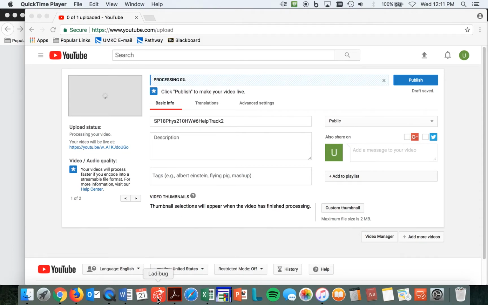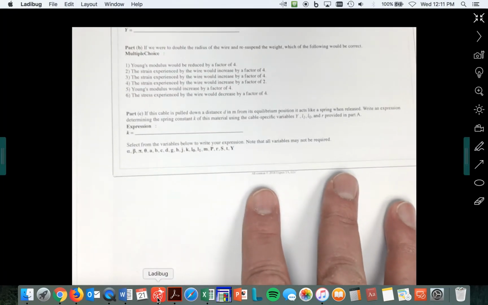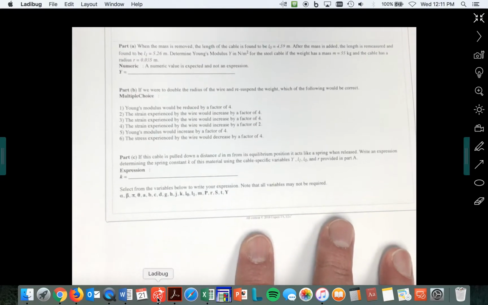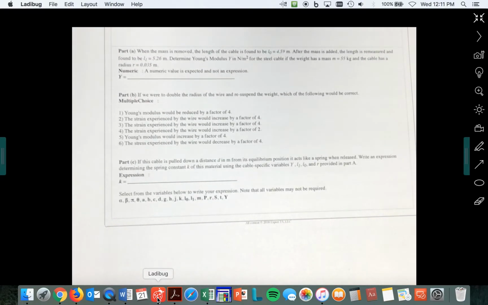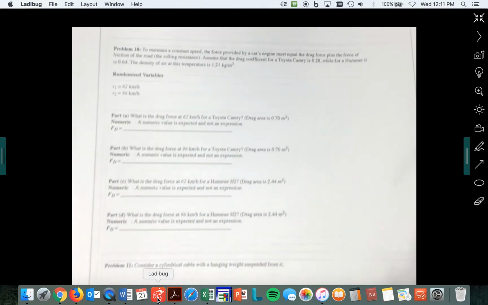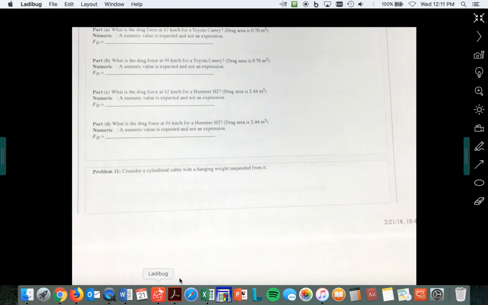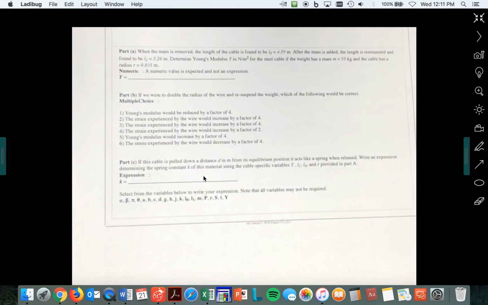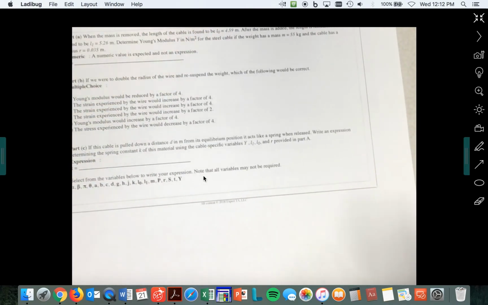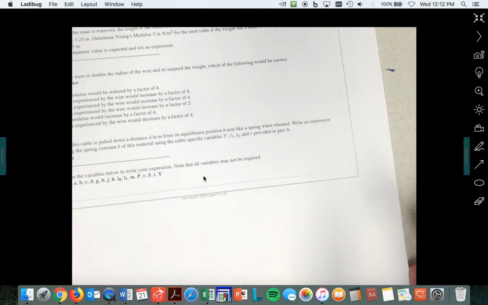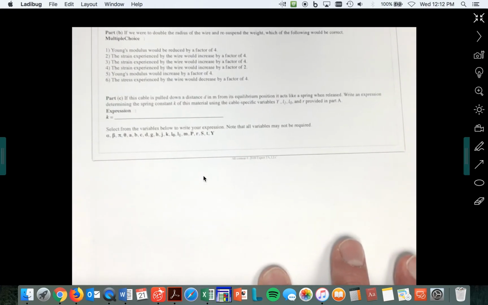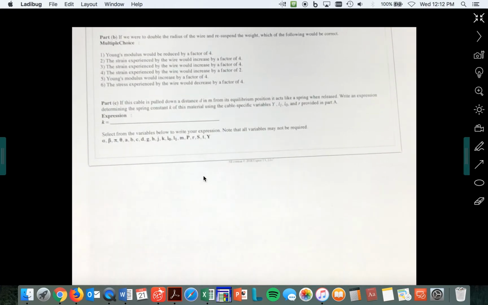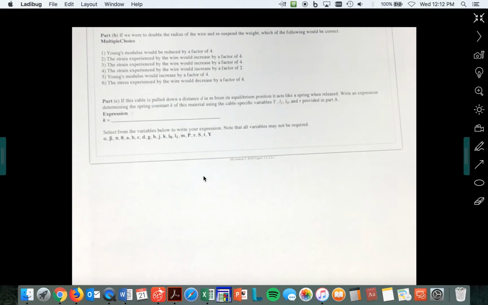Okay, let's go back to the last problem that we looked at. Consider a cylindrical cable with a hanging weight suspended from it. I don't think I created a lecture where we talked about the Young's modulus, and I apologize for that.